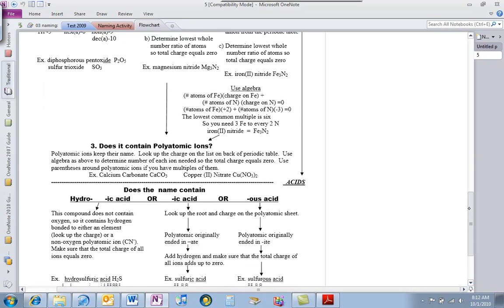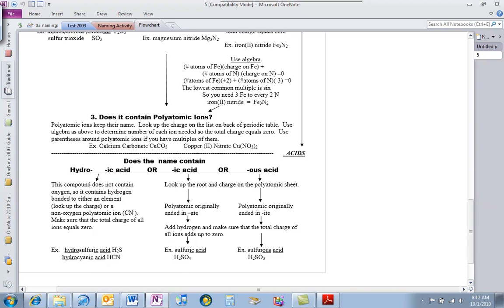And then acids are going to be, once again, looking up. If it's hydro-ic, we're going to go to the periodic table, unless it's this polyatomic ion without oxygen, cyanide. If it's ic acid, we're going to look for polyatomics that end in ate. If it's ous, we're going to look for polyatomics that end in ite. So it's all working backwards.